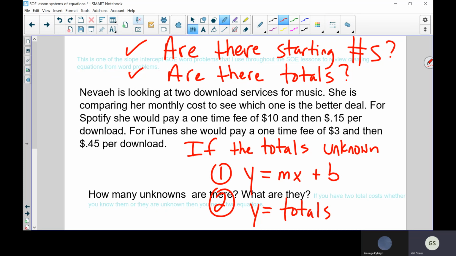Because remember, Y is all by itself in this equation, which makes sense to put a total all by itself, because the other two pieces added together will be that total. So if the totals are unknown, this is your next step right here. So first two questions you ask, and then you say, well, if they're unknown, that's what I need to do for my equation. From there, hopefully you can do it pretty easily.